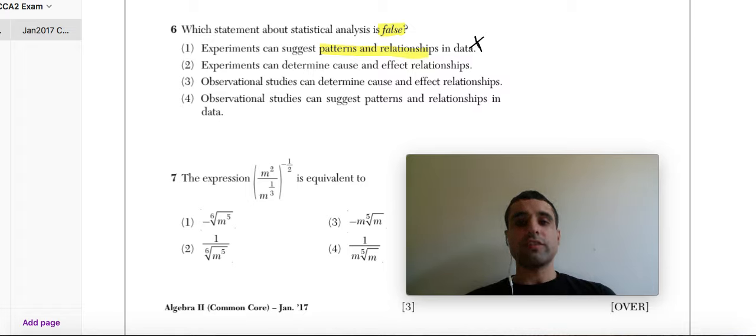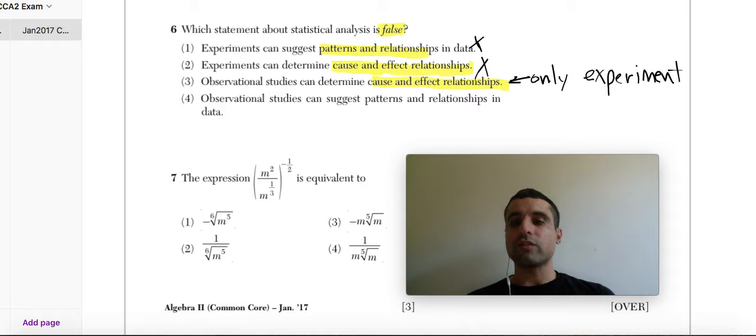Experiments can suggest cause and effect relationships. Absolutely. Experiments are the only kind of statistical study that could determine cause and effect relationships. No other statistical study can do that. So that's out. Now, when I look at choice 4, observational studies can determine cause and effect relationships. Absolutely not. Only experiments can do that. All right, if you look up the different types of statistical studies, only experiments can establish cause and effect relationships.